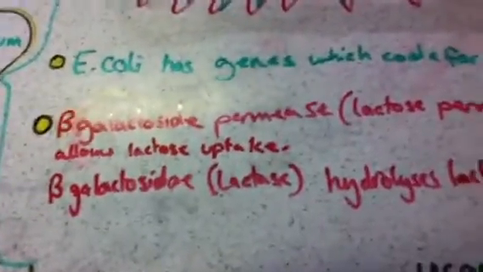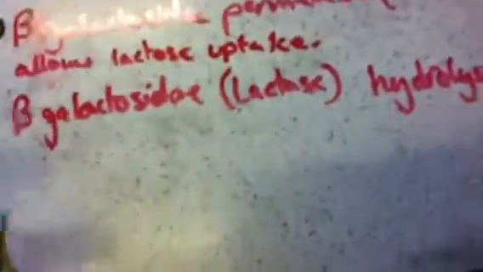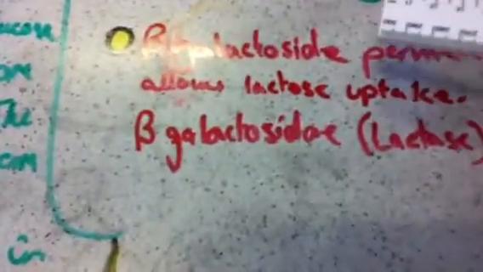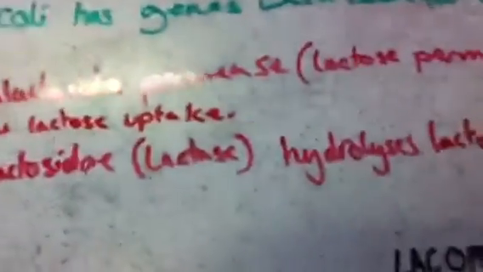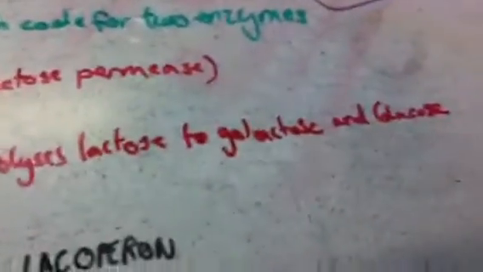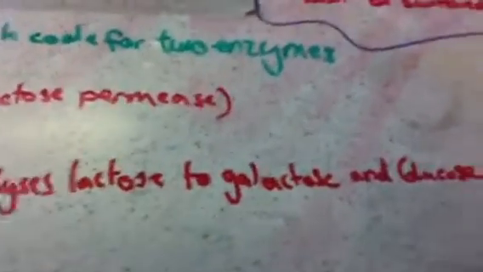We're basically going to be talking about E. coli and the fact that it has genes which code for two specific enzymes. One is called beta-galactoside permease, also known as lactose permease, and this enzyme allows lactose uptake, so it allows the E. coli to take in lactose. The other enzyme is beta-galactosidase, also known as lactase, which allows the E. coli bacterium to hydrolyze lactose to galactose and glucose. So you can respire with that.